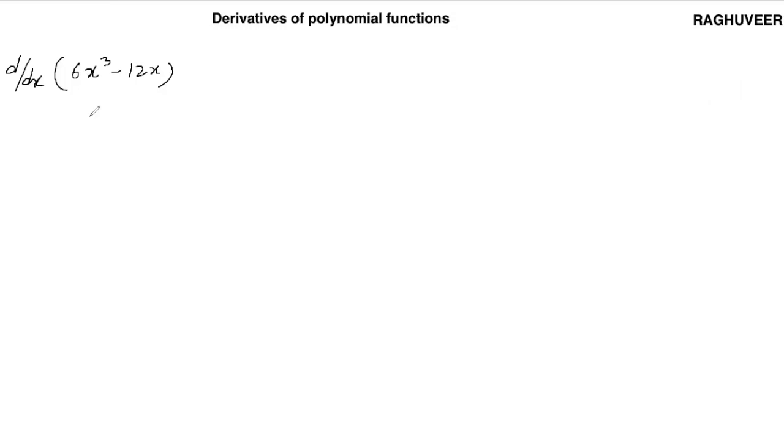Now let us solve this problem. So this will be again d by dx of 6x cube minus d by dx of 12x. So this is 18x square minus 12.